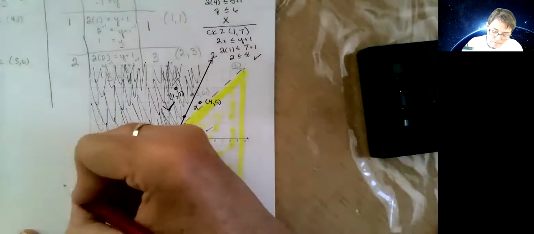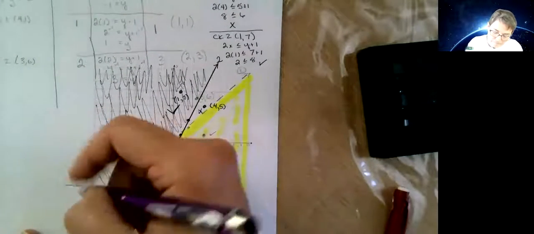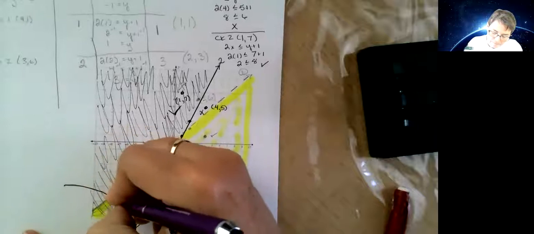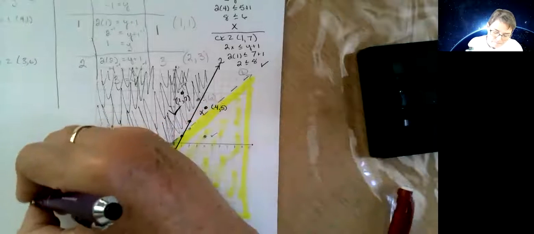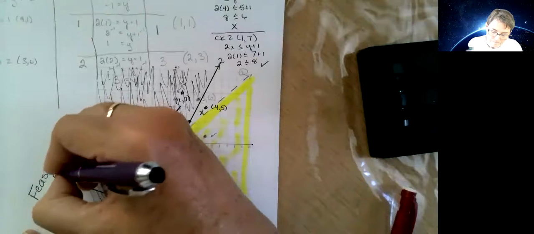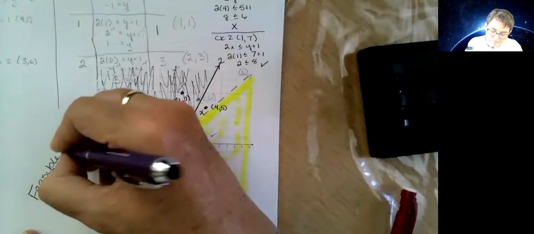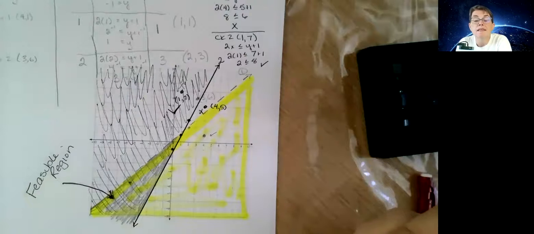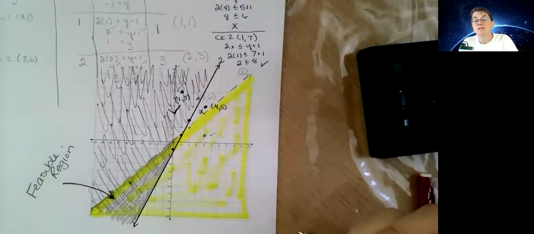So this part, that wedge there, that is your feasible region. That is your solution. Ta-da! That was a long one, and that is how systems of equations work. Graph 1, graph 2, see where they overlap.